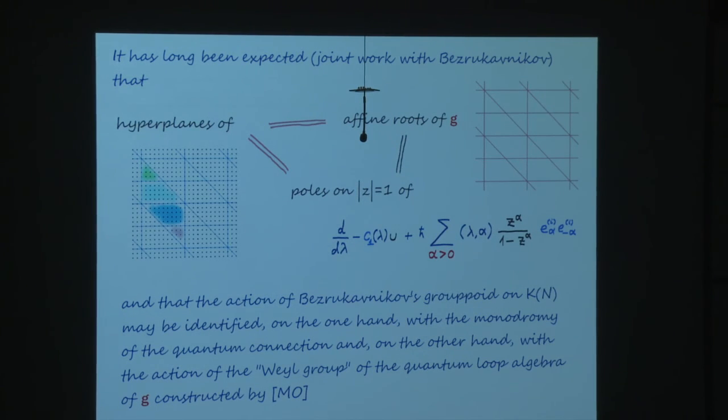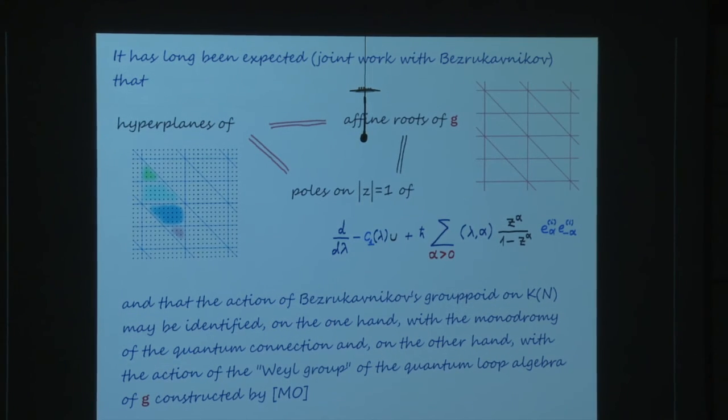But the idea is that these hyperplanes are something we've seen before. They're in fact the root hyperplanes of that Lie algebra G. G had some roots, some affine roots, and the space in which the arrangements sit is exactly Pic X, Pic N. They sit in the same space. In fact, they're equal, and therefore they're also the poles of this equation. The three things are the same. It's the monodromy of this equation. It's the action of this Bezrukavnikov groupoid, and it's some kind of version of the Weyl group, which is not exactly the Weyl group for this Lie algebra.